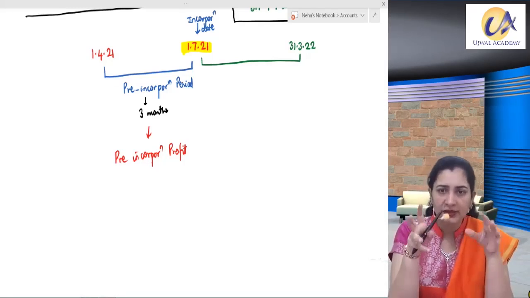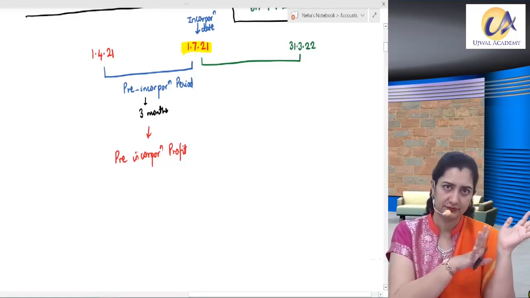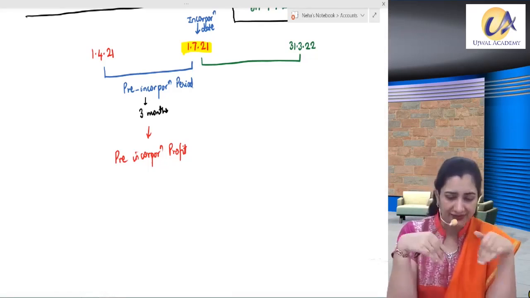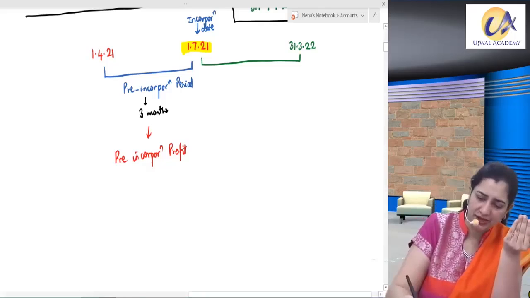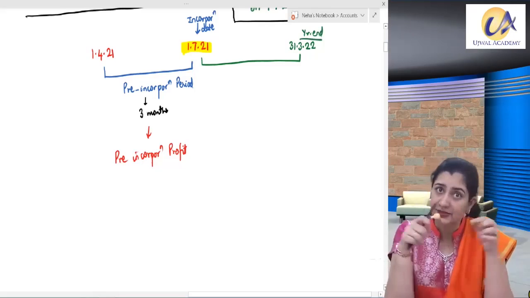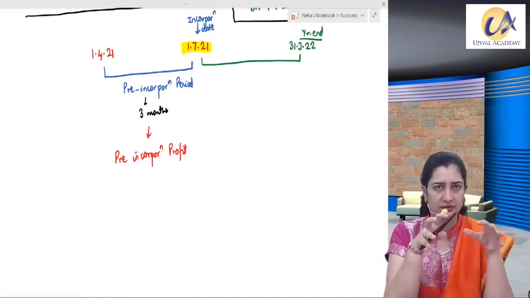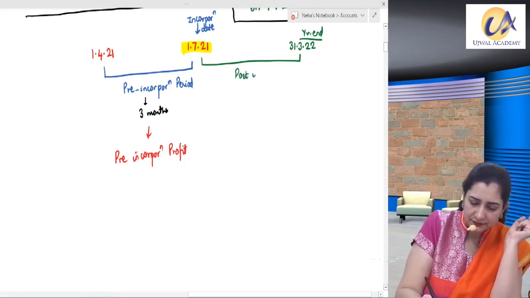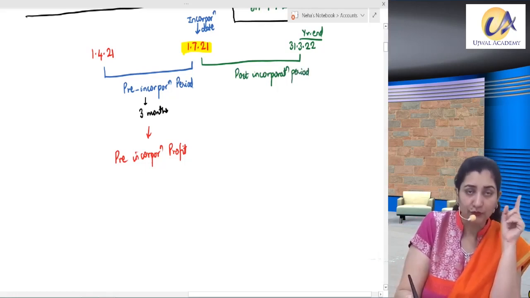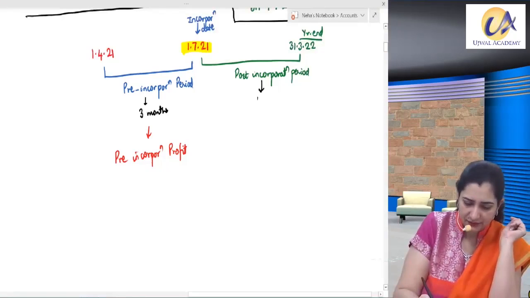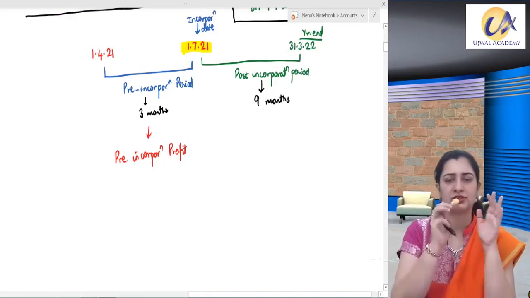Okay, and they have earned profit even before that, right? That period before was called the pre-incorporation period, and the period after this till the year end 31st March is what? This is your year end. You have to write this all in your notebook. Notebook में लिखना है सब कुछ. So this thing is nothing but called the post-incorporation period. How much is this in my example? From 1st July to 31st March, this is going to be a period of 9 months. Is going to be your post-incorporation period.